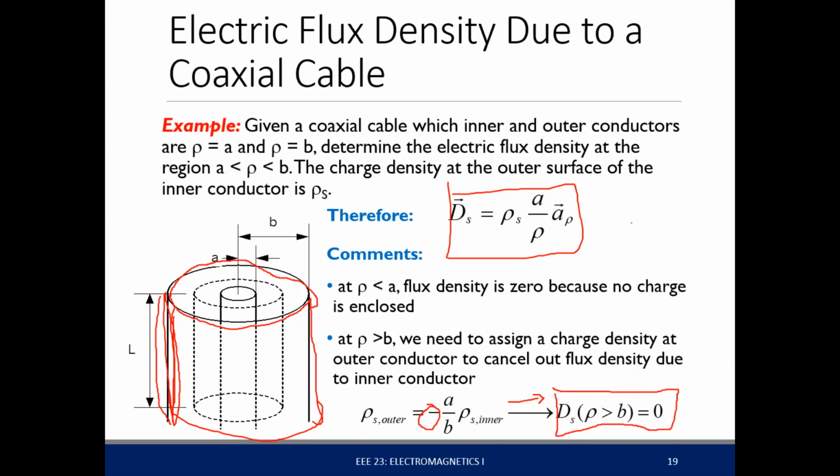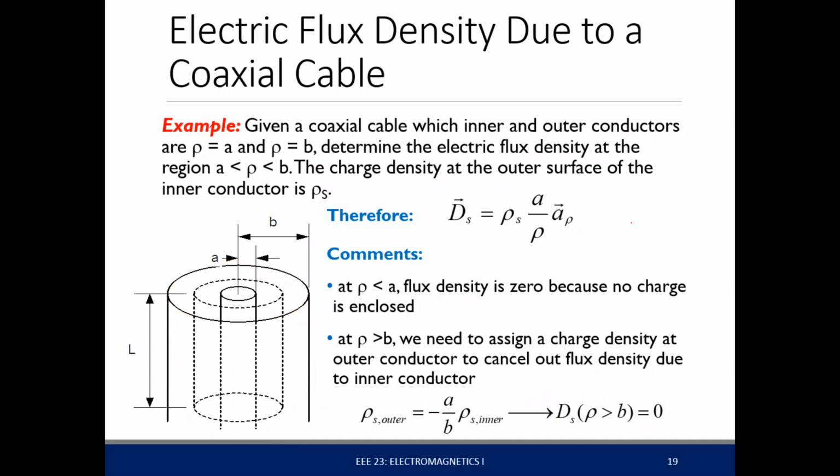Why is that? It's because if we assign a Gaussian surface outside, with a radius greater than the radius of the outer conductor, the charge enclosed by this Gaussian surface is 0. Therefore, if it's 0, there's no flux coming out of your coaxial cable. Okay, so that's the importance of the outer conductor when transmitting information over a coaxial cable.